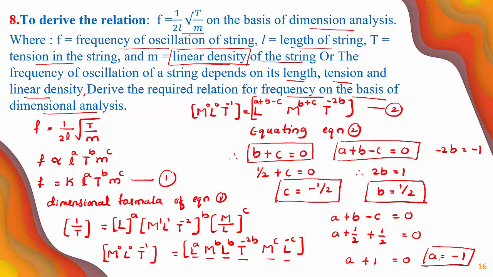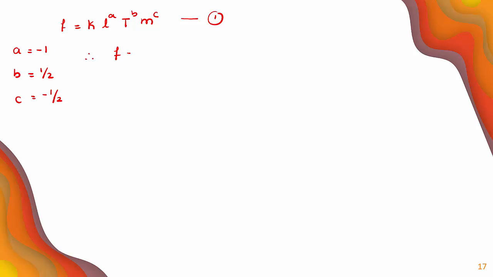So these values we have to substitute in equation number 1. What is equation number 1? F equal to K into L raised to A, T raised to B, m raised to C. What are the values of A, B, C? A equal to minus 1, B equal to 1 by 2, C equal to minus 1 by 2. Substitute in equation number 1. So we can write F equal to K, keep as it is, L raised to A, the value is minus 1, T raised to B, the value is 1 by 2, m raised to minus 1 by 2.